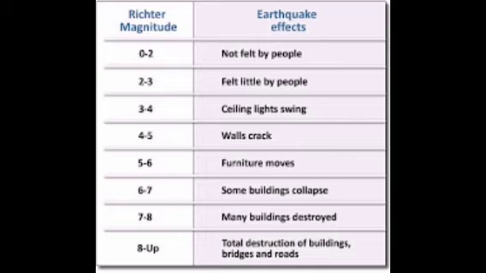Whereas when we talk about 6 to 7, buildings would collapse, and 7 to 8 is where destruction would occur. The buildings may get destroyed. And if we have 8 and above, then there is total destruction of buildings and bridges, so it is completely devastating. So when we talk about the Richter scale, we have 8 levels.